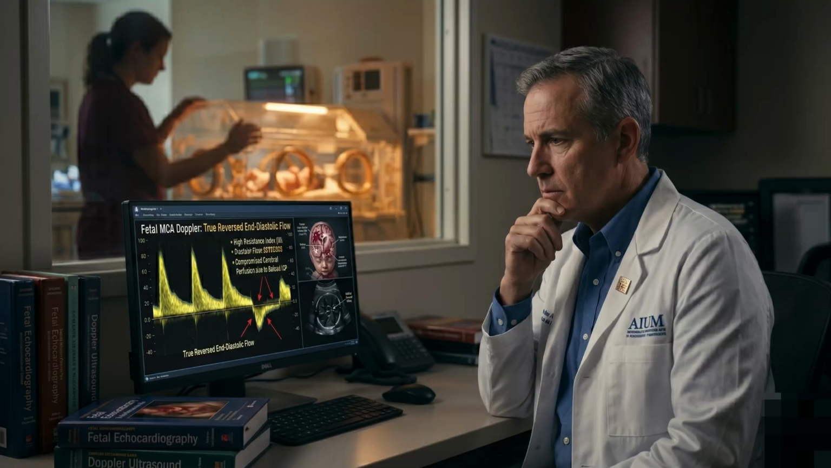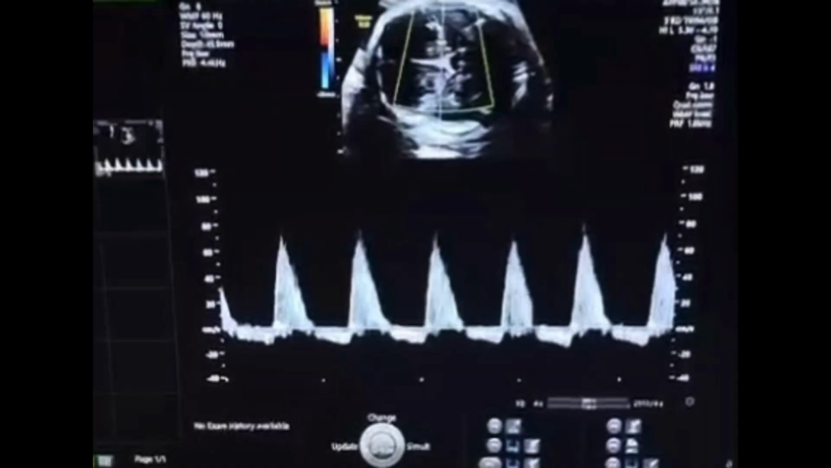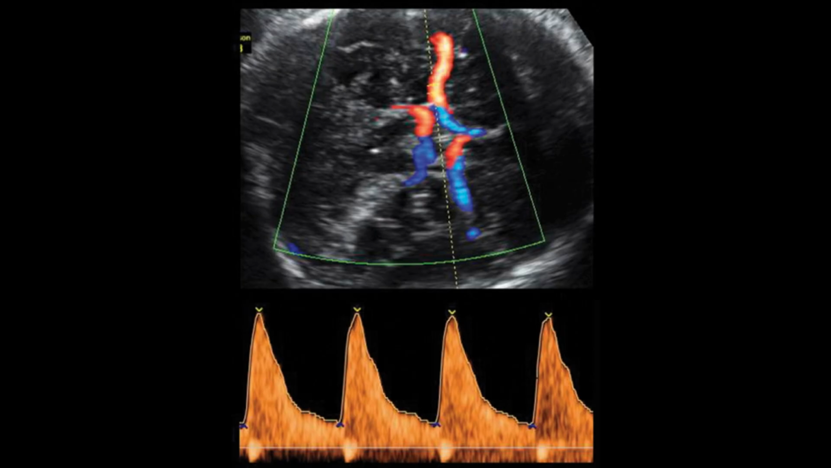So what do you think about this Doppler waveform? We are seeing absent or reverse diastolic flow in the fetal MCA. But does this always mean pathology? The answer is no. And this is where an important mistake can happen in fetal Doppler interpretation.